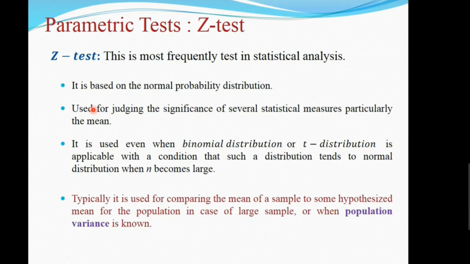And we are investigating or testing the mean value of the distribution. If we are doing that, then we can use Z test. Typically it is used for comparing the mean of a sample to some hypothesized mean for the population in case of a large sample or when population variance is known. So this last line summarizes everything about where you will apply Z test. I hope you are understanding.